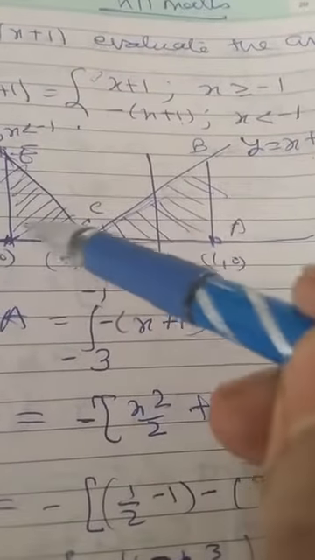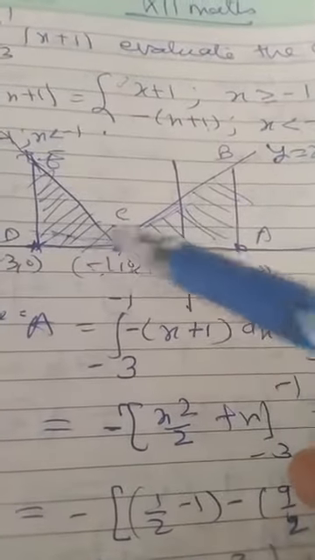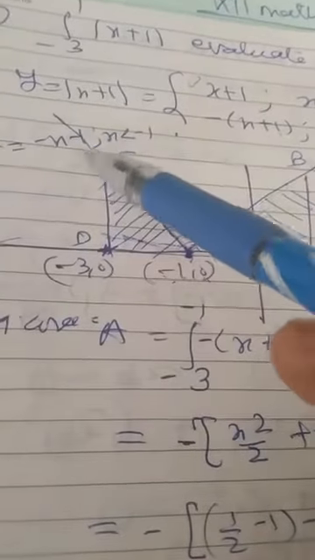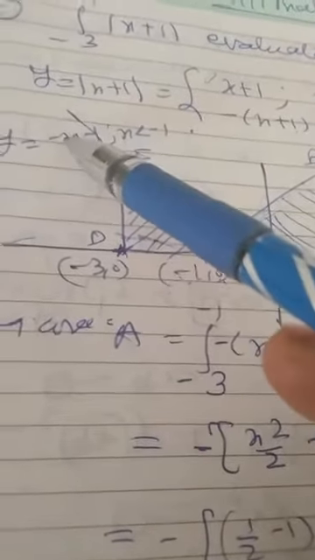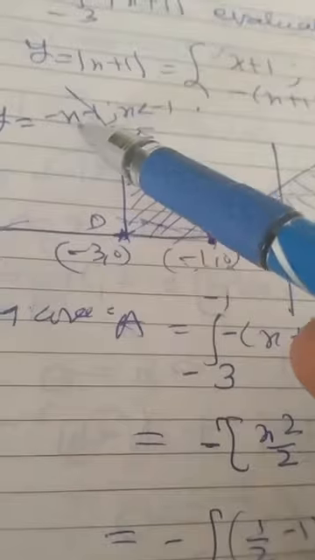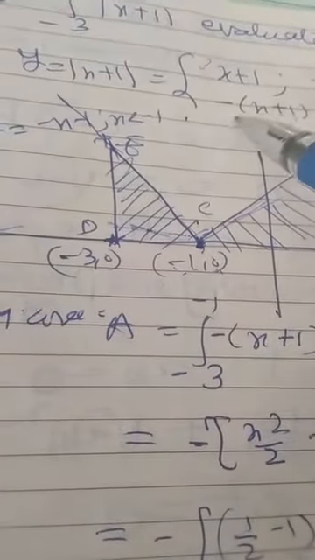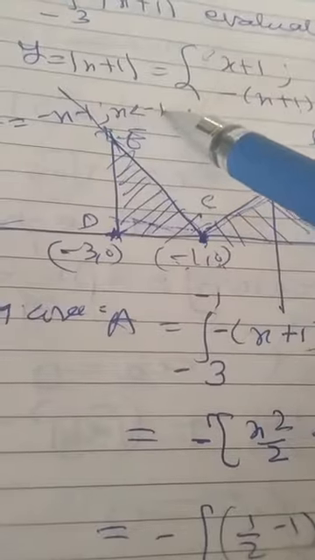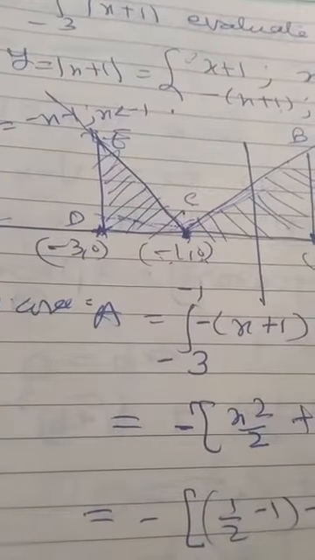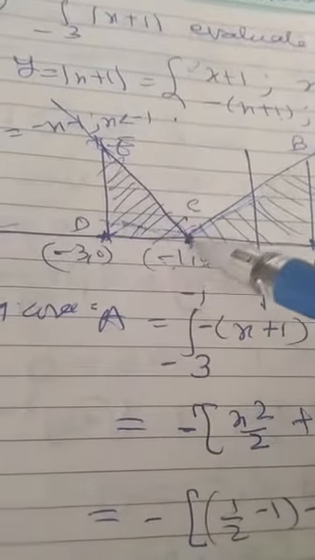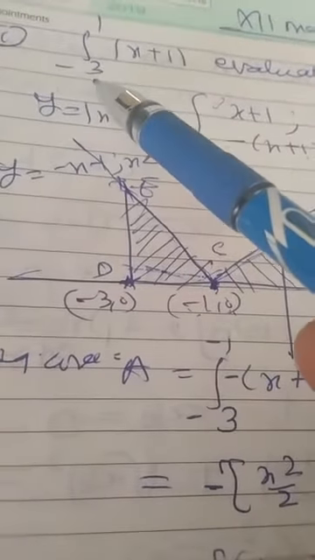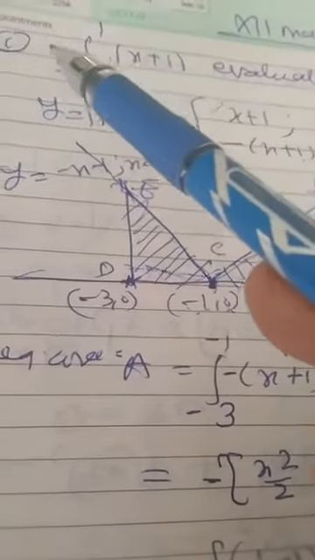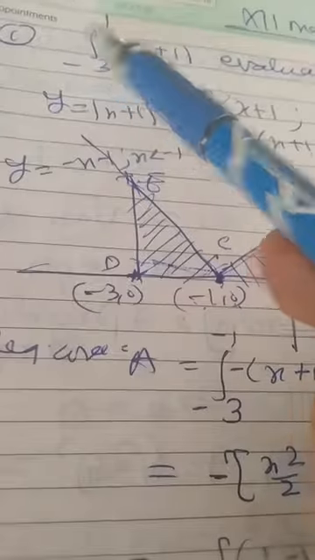And for x less than minus 1, we get the line y equals minus of x plus 1. It means y equals minus x minus 1. That is the line for the portion x less than minus 1. So we are getting the two lines, and now the limits extend from minus 3 to 1. It means x equals minus 3 and x equals 1.